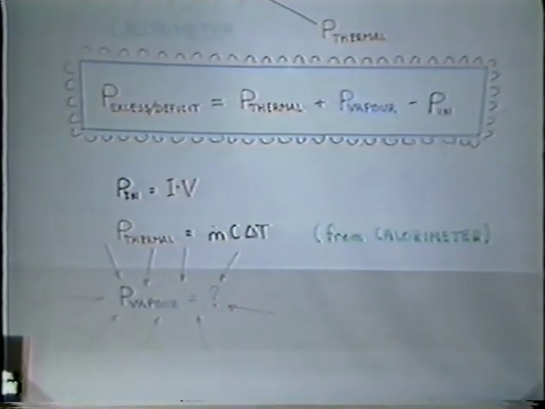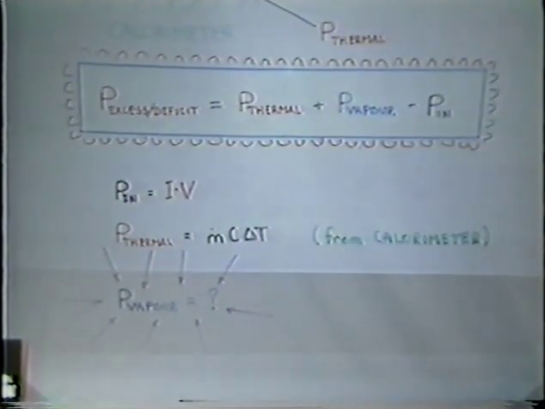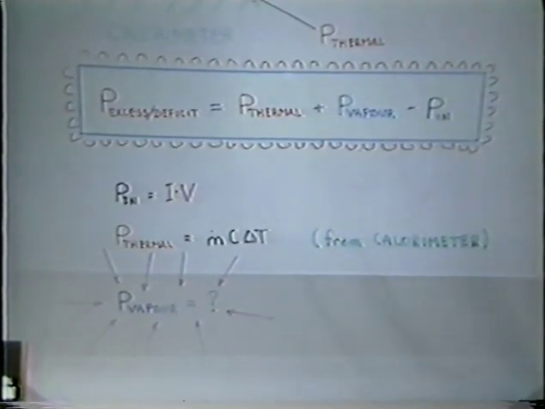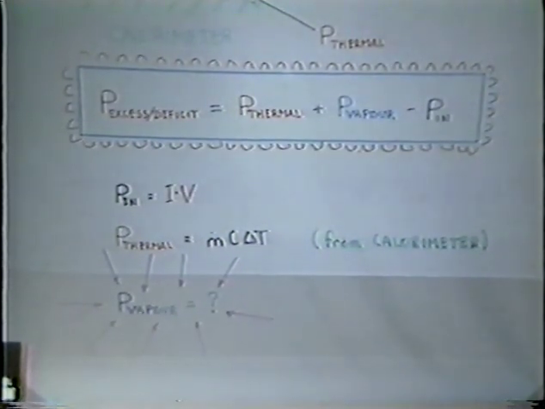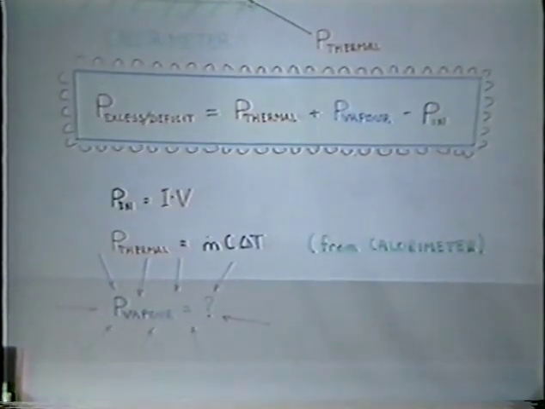The problem lies in the vapor energy. You don't know how much energy is being carried away by recombination, by D2O vapor. Some of this vapor may recondense inside your calorimeter. Some of it may condense outside your calorimeter. There are a lot of problems associated with it.